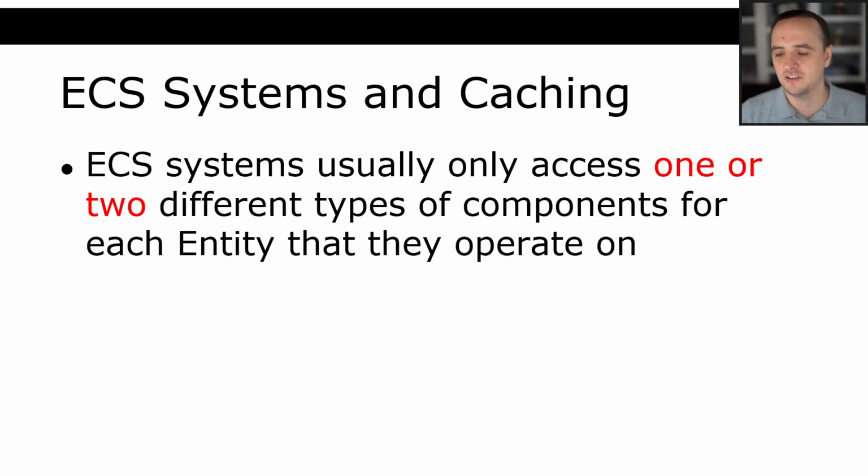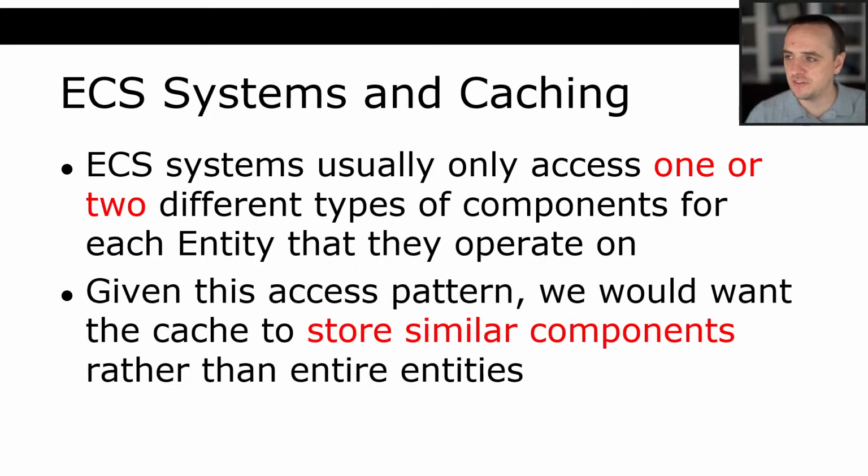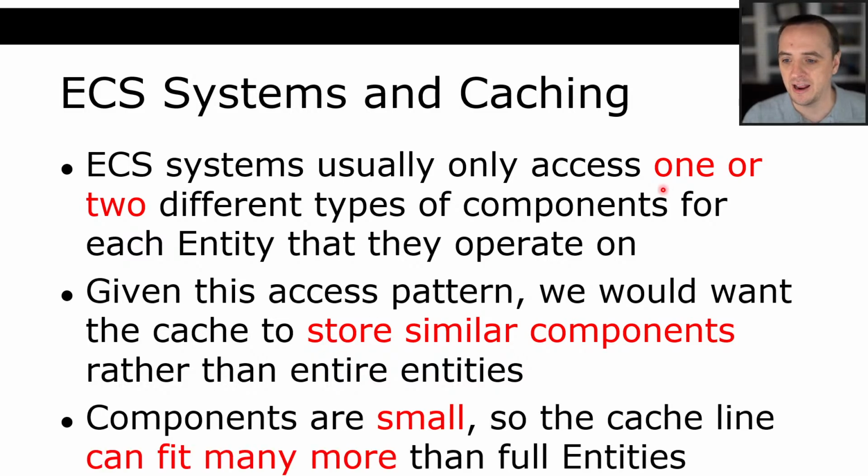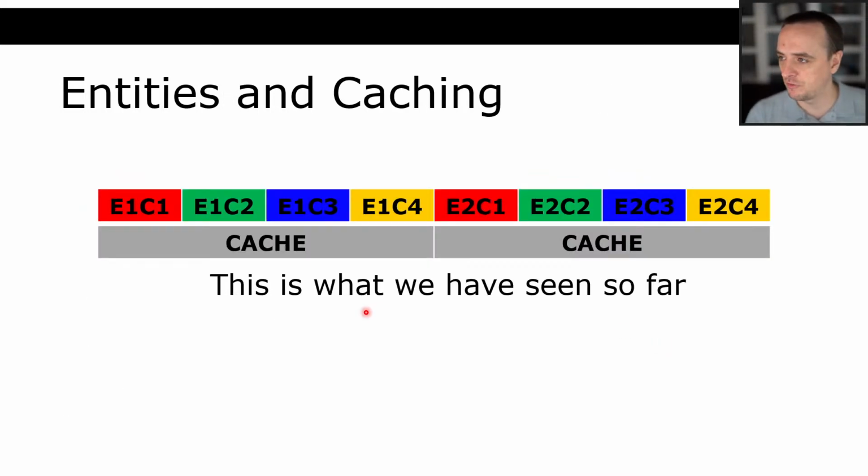So ECS systems usually only access one or two different types of components for each entity that they actually operate on. So given that access pattern, we would want to store similar components contiguously rather than entire entities contiguously. And components are small, so the cache line can fit many, many more components in the cache than full entities in the cache. So this is what we looked at before, right?